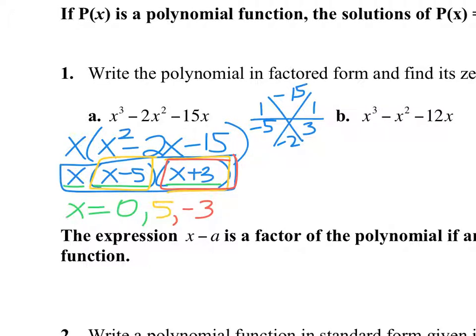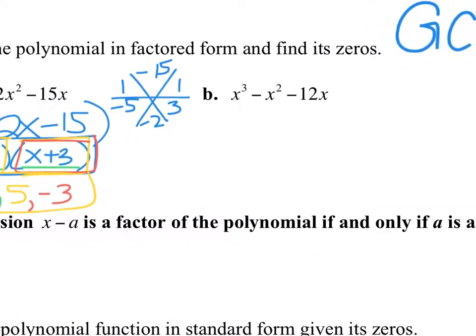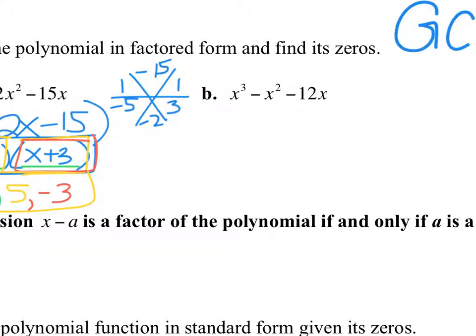And here's something like a little spoiler alert. Do you see how this is a 3rd degree polynomial? How many zeros did we get? 3. It's not a coincidence. Okay, got it, BJ? You try B. Factor it and find its zeros. It's exactly like letter A, except the answers are different.